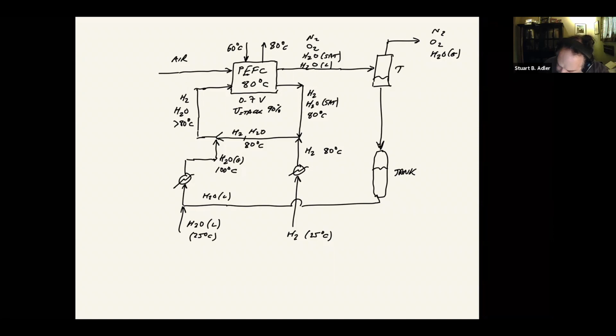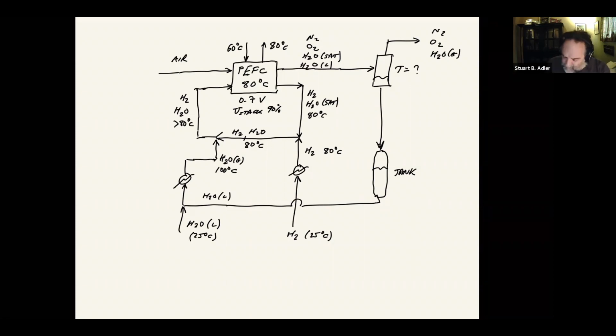So one question you might ask is, what temperature are we going to do this condensation process at? The lower the temperature we condense, the more cooling we need, but also the more water we're going to be able to recirculate, because we can knock out more and more water depending on how cold we cool the exhaust.